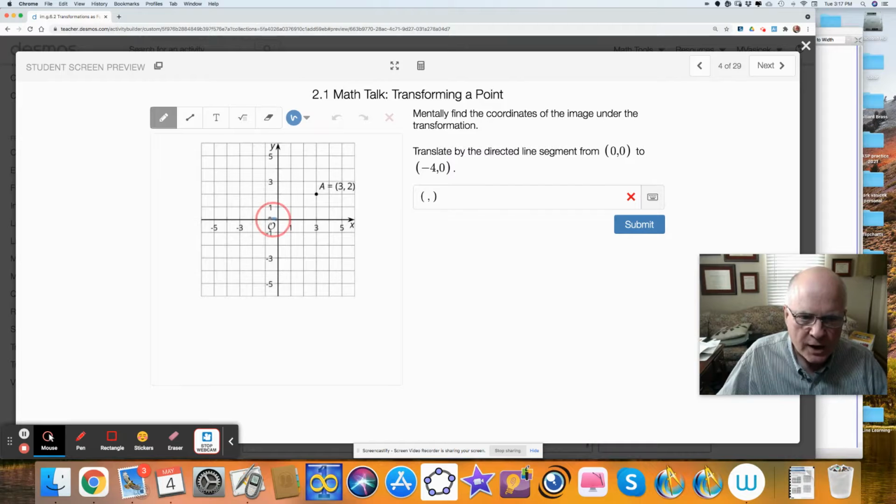Do you know your x coordinates and your y coordinates? That's going to be this translation in the x direction, this far. So the new coordinates here would be negative 1, 2.